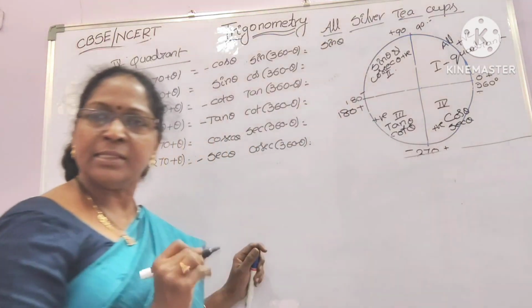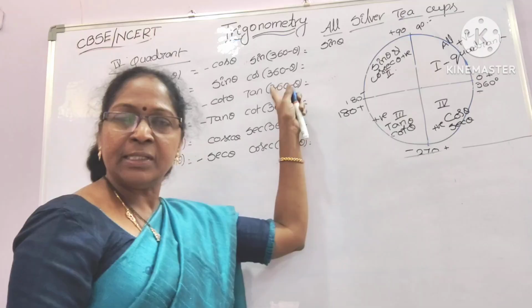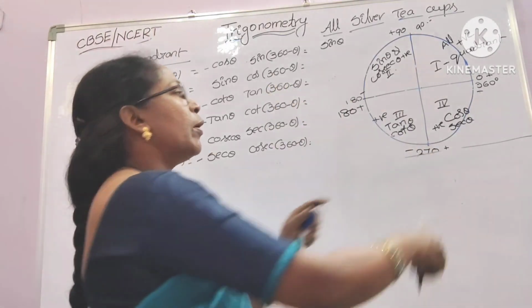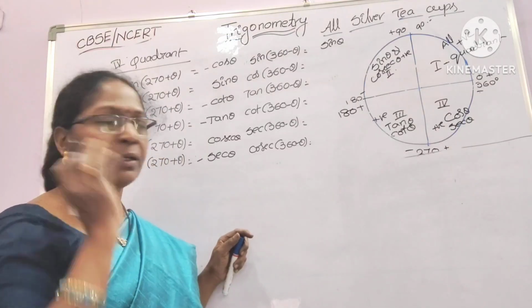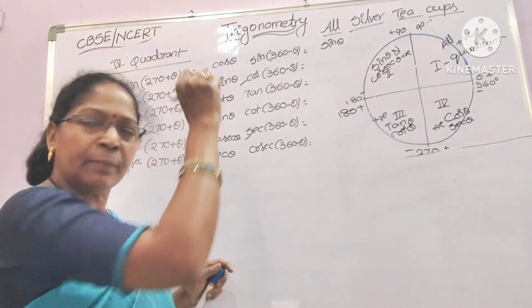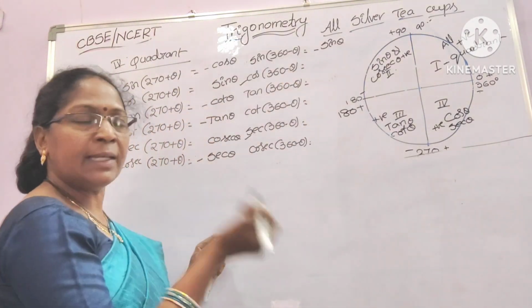Later you can write the symbol. This belongs to which quadrant? First you have to find out. 360 minus, it belongs to the fourth quadrant. In the fourth quadrant only cos and secant are positive, remaining all are negative. That you have to remember. So cos and secant only positive, remaining all are negative. That means it becomes minus sin theta.